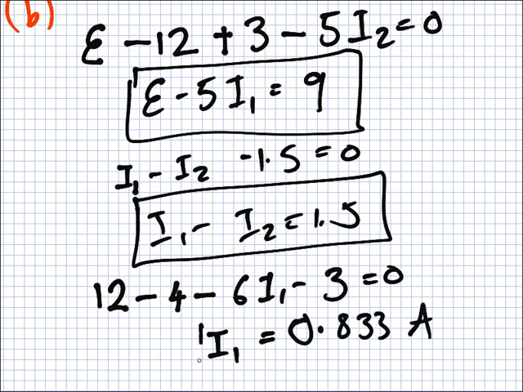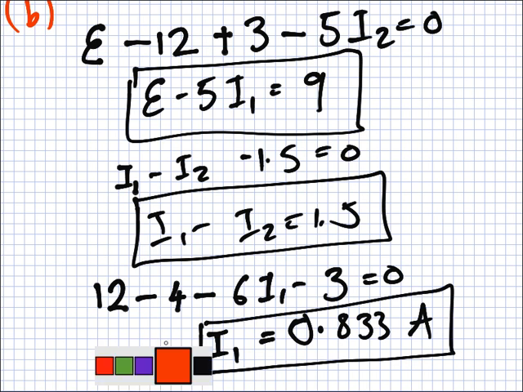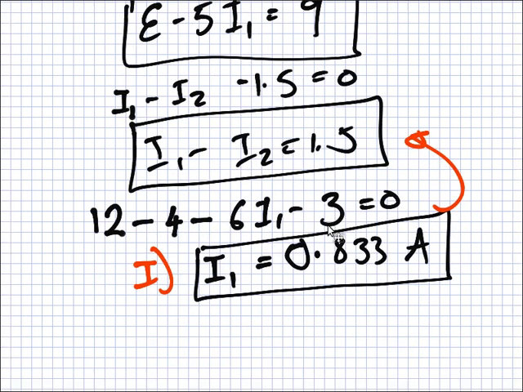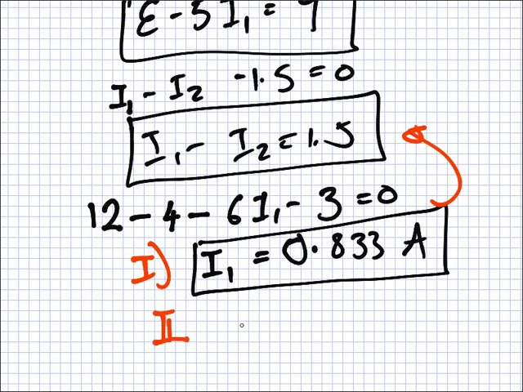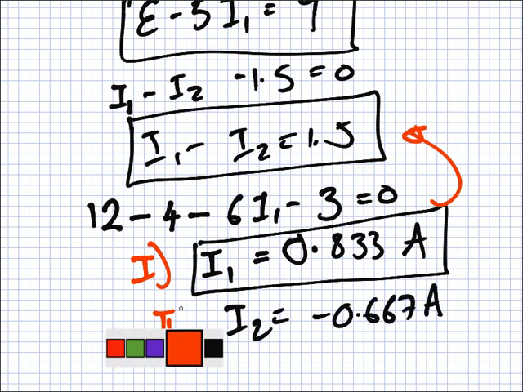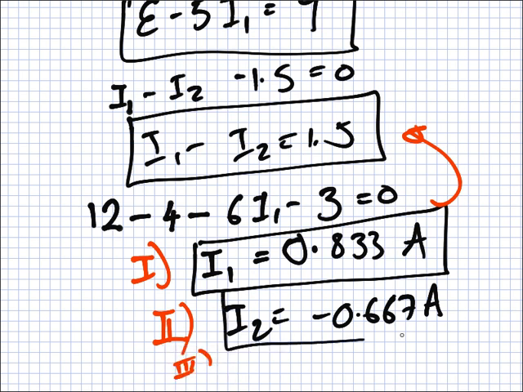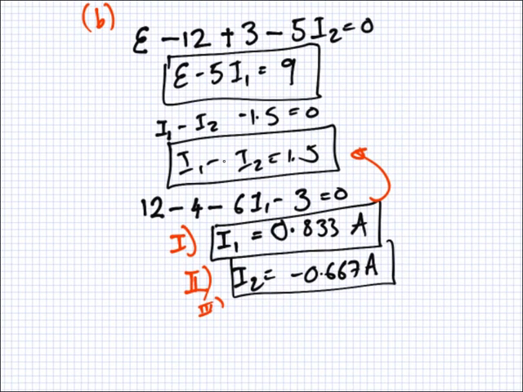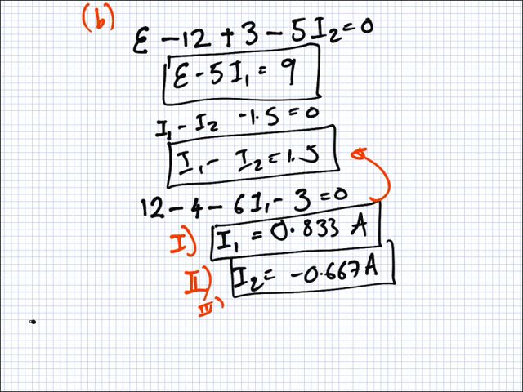So actually my third equation gives the answer for part 1. And then if I sub that back in here, I can get part 2, which says it's I1 minus 1.5. It's a negative then. Minus 0.667. And then lastly, the EMF. I can get the E by using the first one. So E equals 9 plus 5i1, which is 9 plus 5 times 0.833.